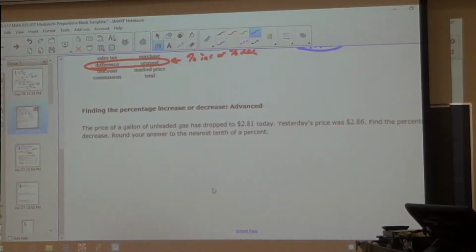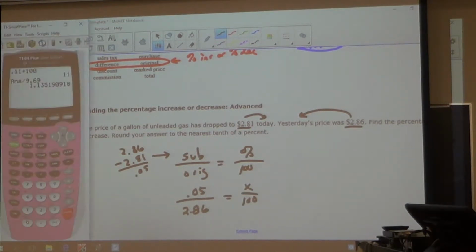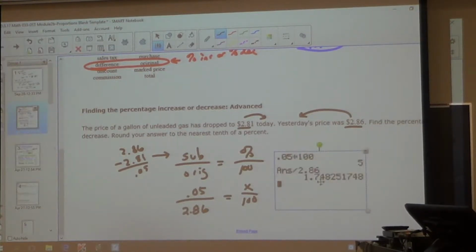Here's one more. This is another percent decrease, so we're going to do subtract over original equals percent over 100. These are my two prices. So $2.86 minus $2.81. So my subtract is going to be 5 cents. This was today's price. This was yesterday's price. So yesterday's price is going to be the original one. And we're trying to find the percent. So I'm going to cross multiply 0.05 times 100 divided by $2.86. Round to the nearest tenth. What is that going to be to the nearest tenth?